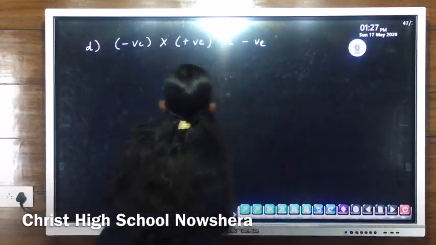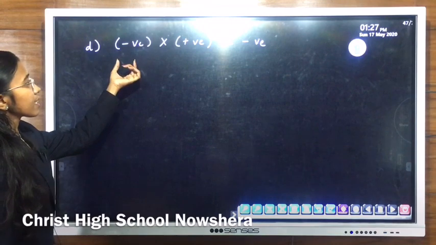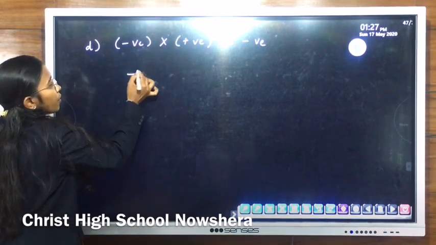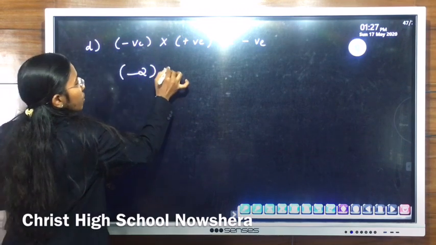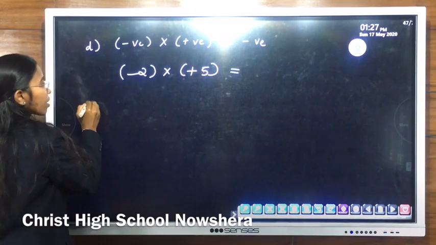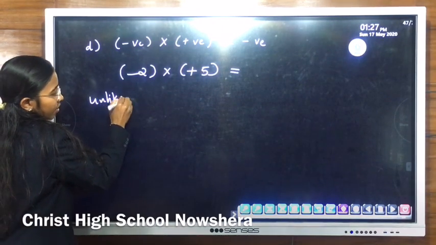And the D part is the same as this one. Here the first integer is negative and the second integer is positive. Here is also the same case. Minus 2 into plus 5. This is also unlike integers.